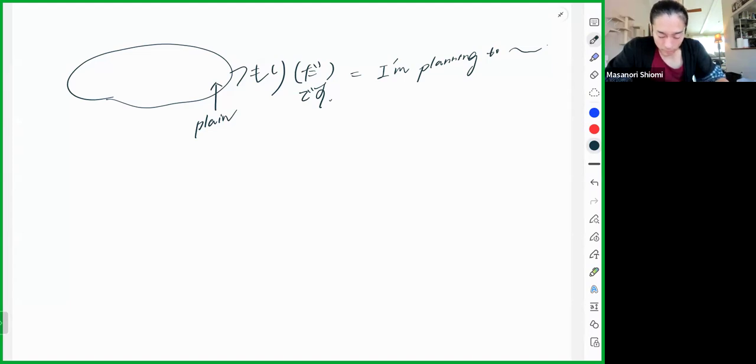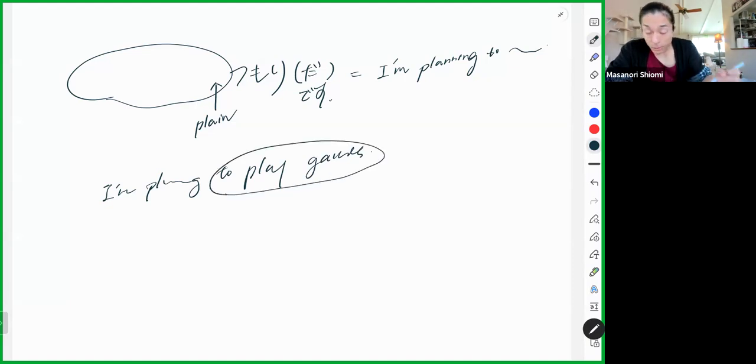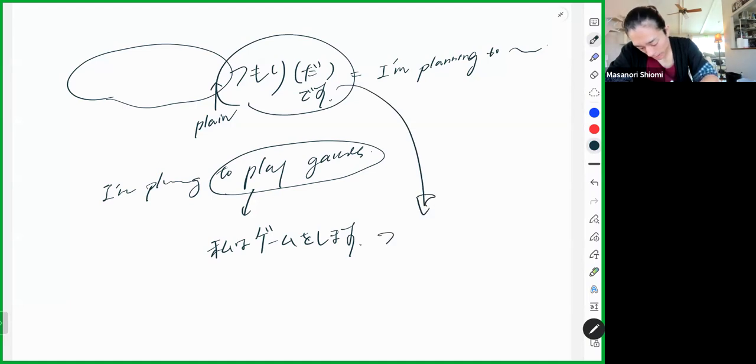For example, let's use this grammar point first so that you have it in your mind, and then I'll explain the origin of this grammar point. If you want to say I'm planning to play video games, how do you say I play video games? 私はゲームをします。And then add つもりです at the end to add the meaning of I'm planning to.